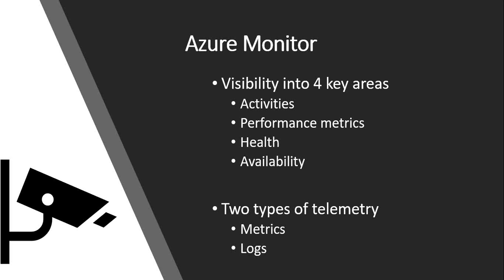Monitor collects two main types of telemetry data to get this visibility. First is metrics, which are numerical values that describe an Azure system at a point in time. Whereas logs are different types of data that can be organized into records of varying properties that aren't necessarily numeric. And we'll talk more about this key difference later in the presentation.